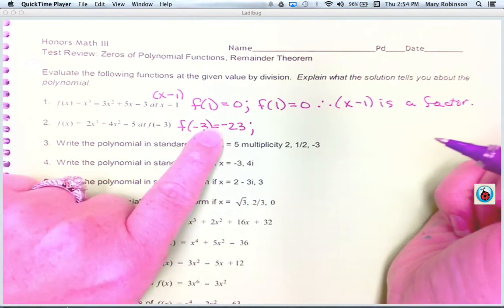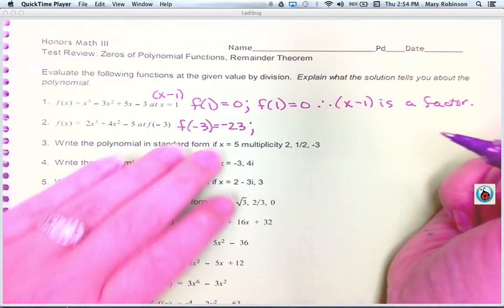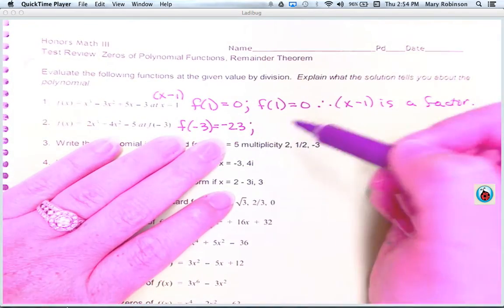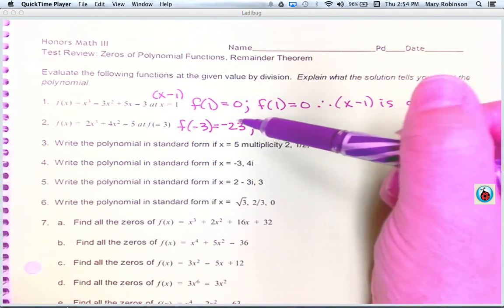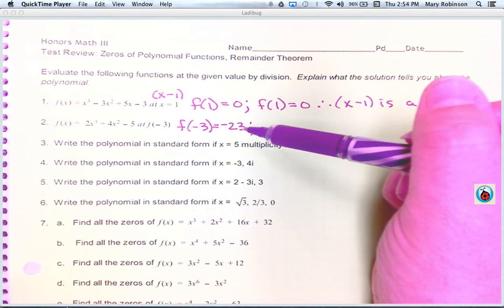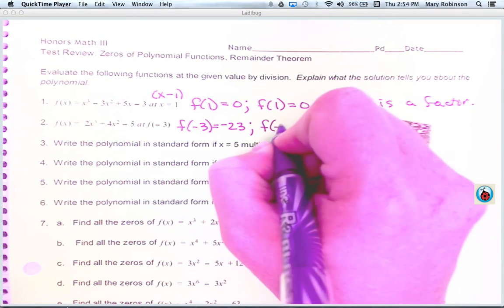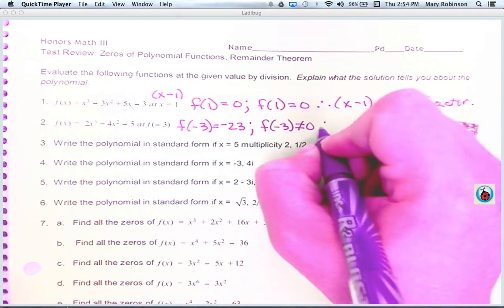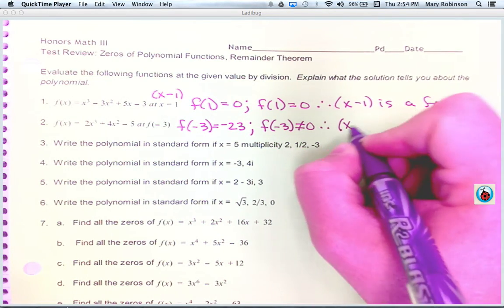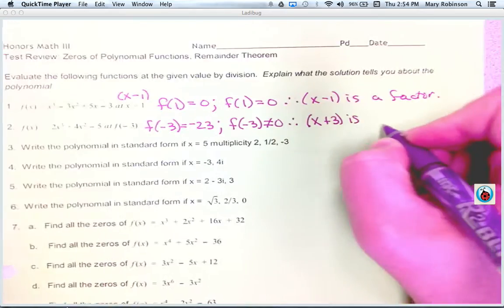Now what we're supposed to understand based on our factor theorem is that this is the way we can find a remainder. If our remainder is 0, then we can create the factor. If it's not equal to 0, then it's not a factor. So we need to say that f of negative 3 does not equal 0. Therefore, the factor x plus 3 is not a factor.